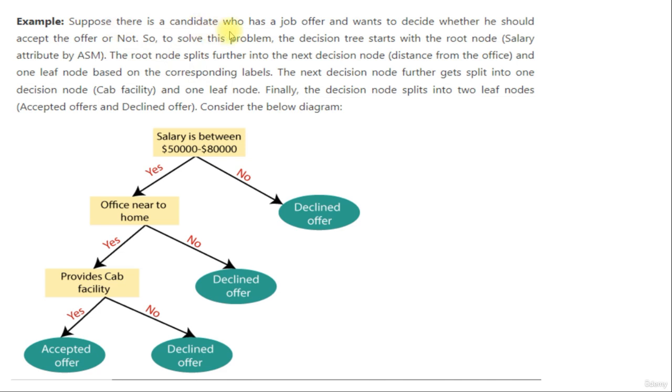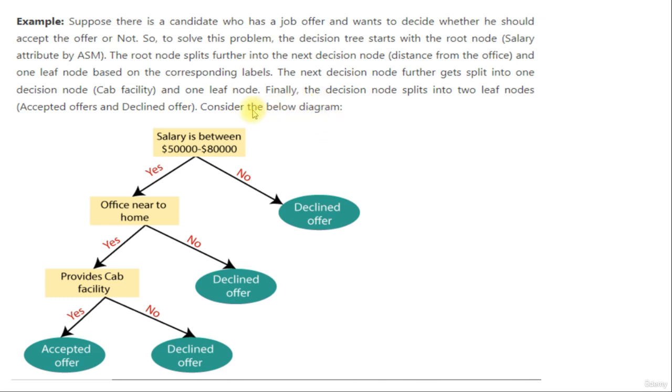Suppose there is a candidate who has a job offer and wants to decide whether he should accept the offer or not. This is our main problem statement. To solve this problem, the decision tree starts with the root node, the salary attribute. Salary will be considered as the root node, the parameter for making the decision. The root node splits further into the next decision node, that is distance from the office, whether the office is located close to home or not, and one leaf node based on corresponding labels. The next decision node further gets split into one decision node, cab facility. This is another factor, and one leaf node. Finally, the decision node splits into two leaf nodes: accept the offer and decline the offer.